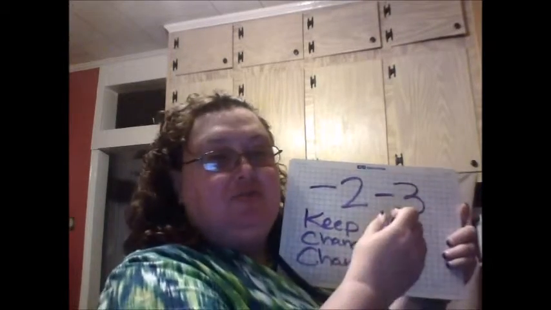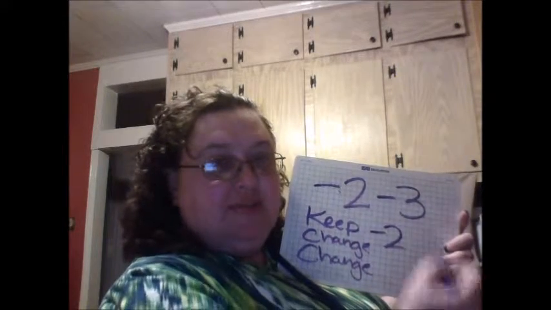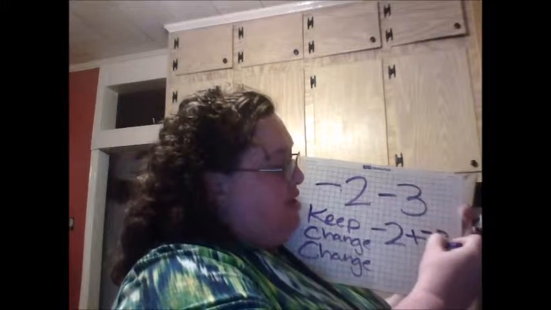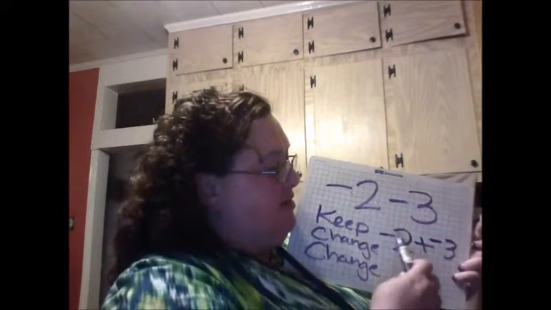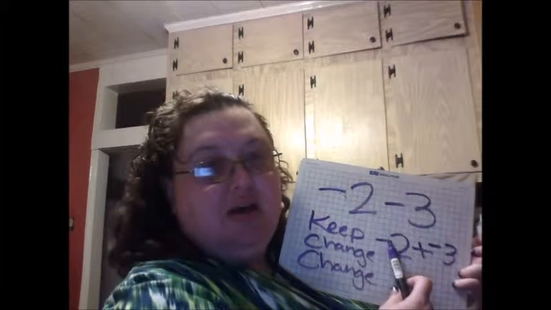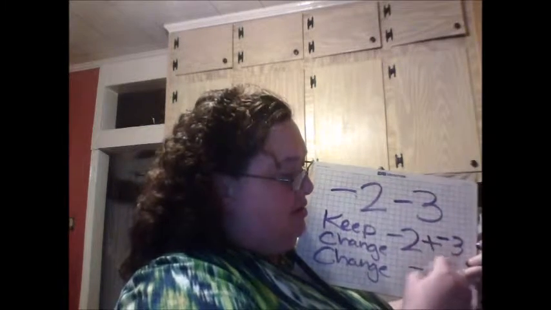What that means is we're going to keep the first number. That's the -2. We're going to change the sign in the middle. That's the operation. Subtraction becomes an addition. And then we change the sign of the 3, and that becomes a -3. So we have done the keep, change, change. Now we're using the addition rules, which means we have two numbers that have the same sign, and we're adding them. So we're going to put them together. So that's -2 plus -3 gives us -5. And that simplifies and helps them relate to it a little bit better.